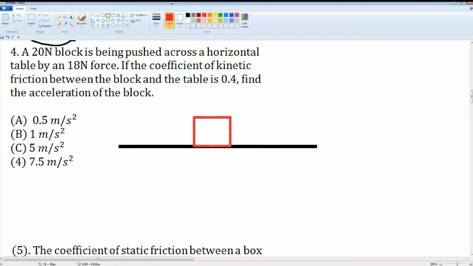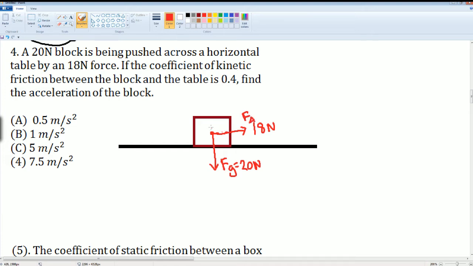Perfect. Okay, so here we have some forces that we can draw. This is our 20 Newton block. Here we have the force of gravity, which is equal to 20 newtons. Then we have a force applied. It is being pushed across a horizontal surface at 18 newtons. This is your force applied if you want to see that.